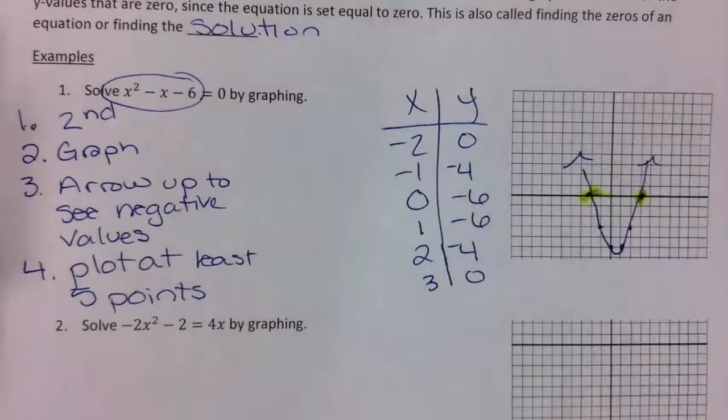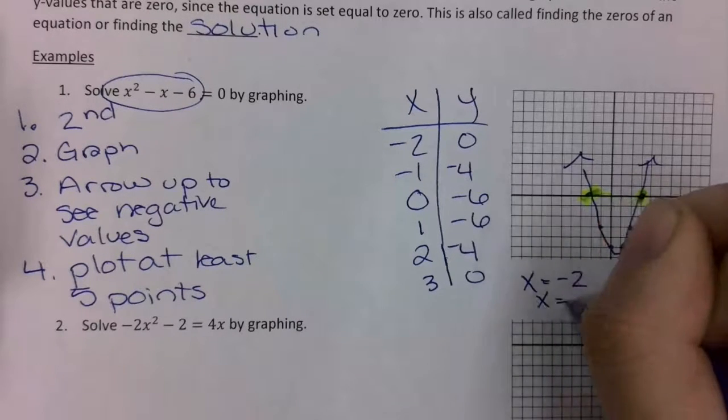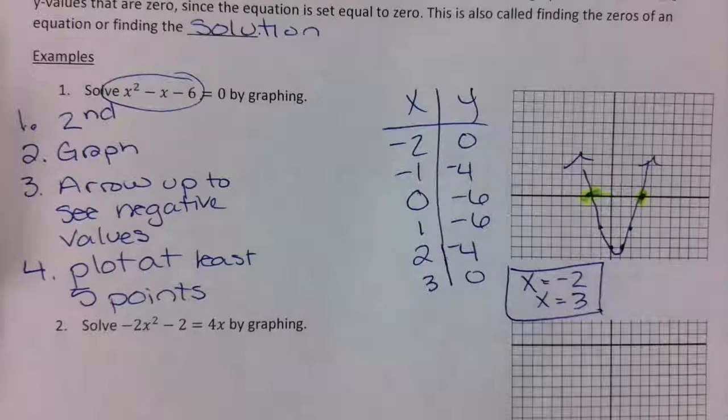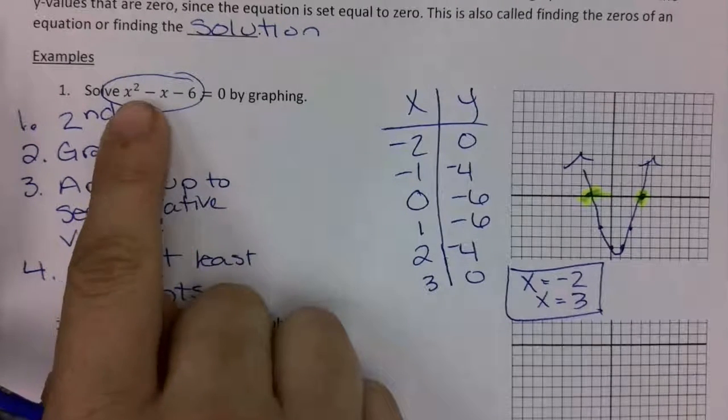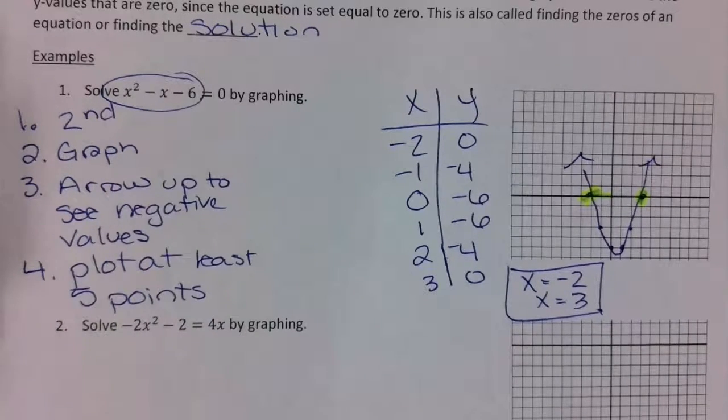So where it's at these 2 points, x equals -2 and x equals 3 are my answers. Questions there? That's one of the ways. Graphing is actually one of the easier ways. Well, this one isn't factored, so if it's not factored, graphing is easier.